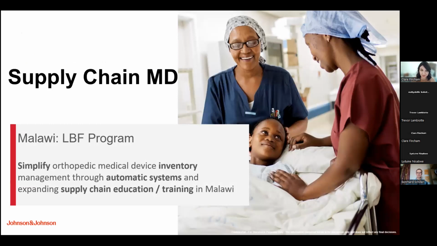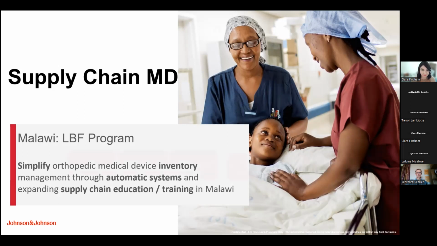Our objective in this program is to simplify orthopedic medical device inventory management through automatic systems and expanding supply chain education and training in Malawi. What we want to accomplish here is not only the donation of the products, but also to teach all the hospitals how they can work with the automatic supply chain inventory. So it's not only limited to orthopedic products, it can be anything, but we are training them how to use such a system.